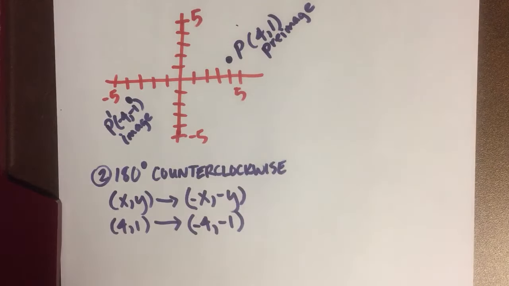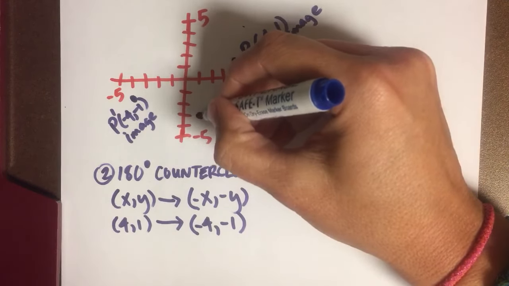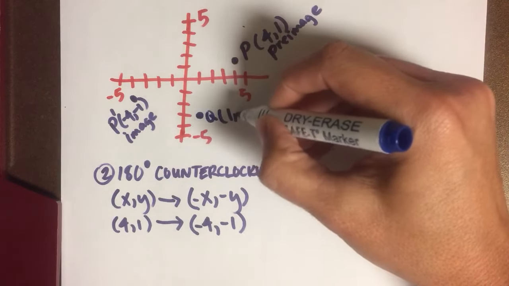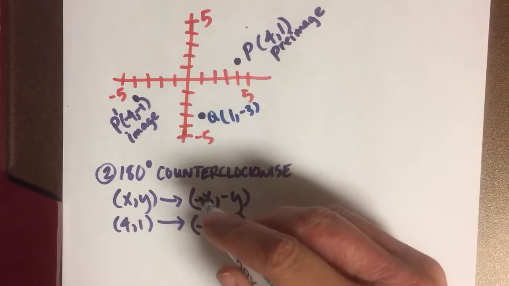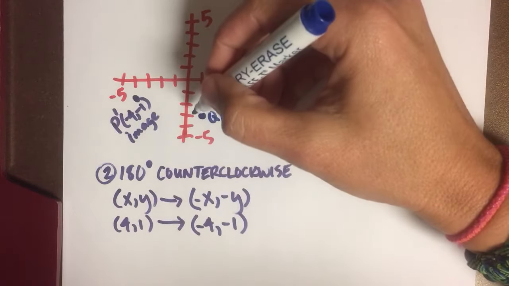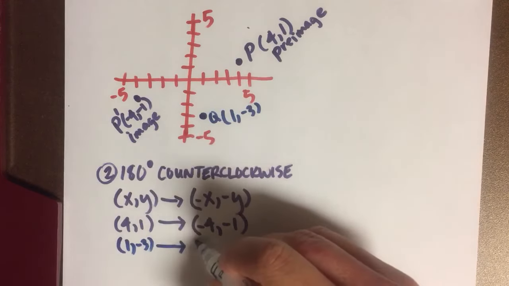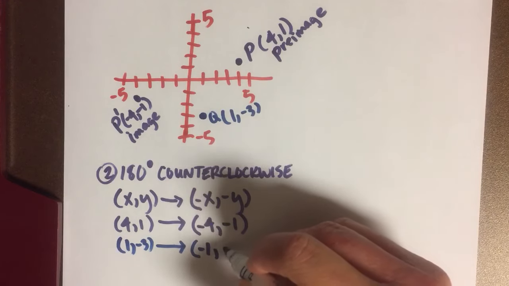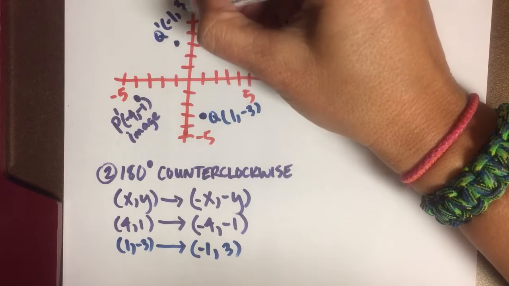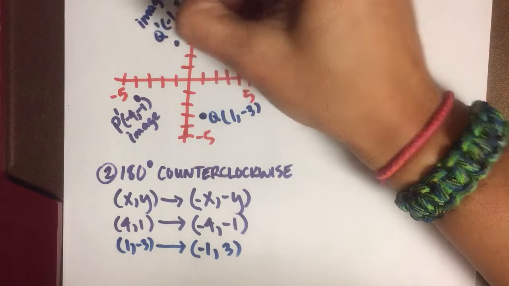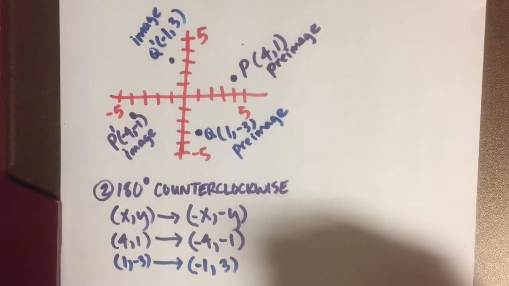Let's try one more. Okay, let's do a different point. Let's say I'm here, and we'll call this point Q, and this is at 1, -3. I want to rotate Q 180 degrees counterclockwise. So Q is at 1, -3. And so I'm going to make it opposite, -1, +3. There is my image of Q. That was my image. That was my pre-image. So that's how you do a rotation of 180.